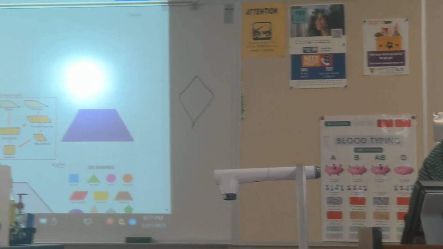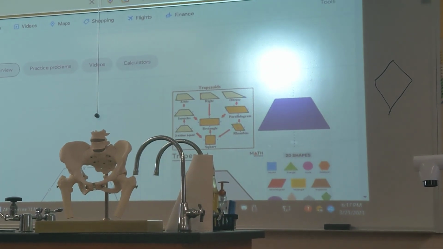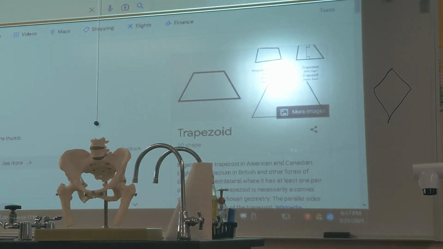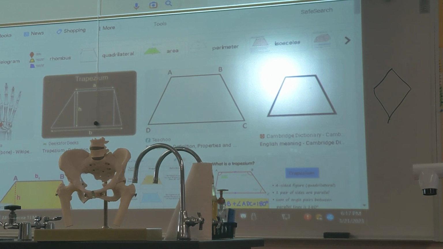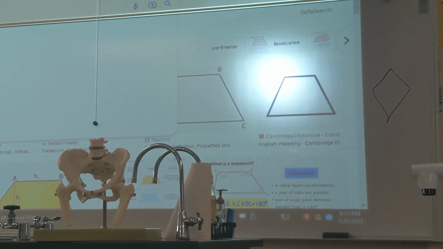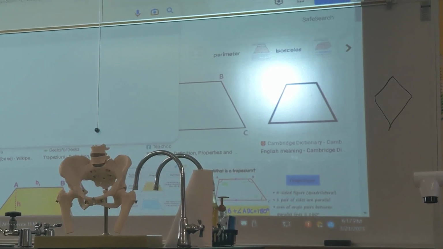So, trapeze, I should have done that. And trapezium images. Why did it not take it? Did I not hit enter? Oh, trapezium muscle. I must have misspelled it. There we go, trapezium muscle.